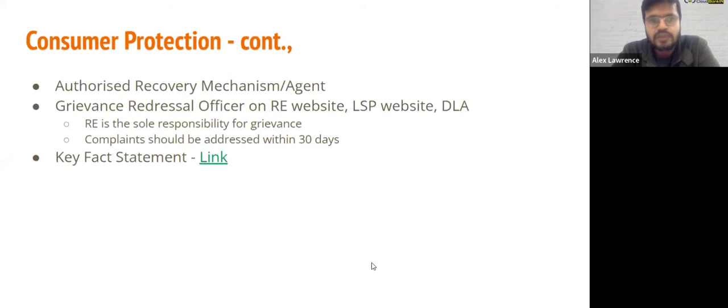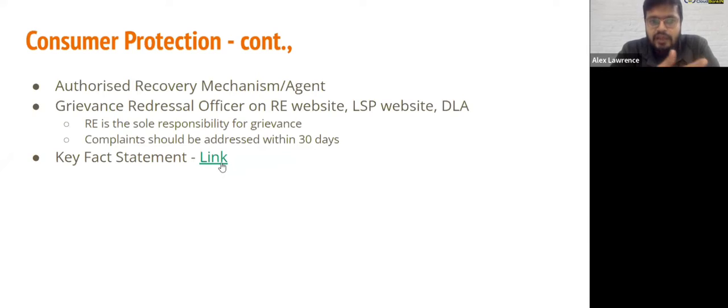We'll move to the next one. So other areas which the consumer protection covered were on the authorized recovery mechanism or the agent. So what kind of recovery mechanism you're going to use, and who will be the agent for that, so that explicit details of the recovery person have to be in the policy documents. It has to be explicitly defined.